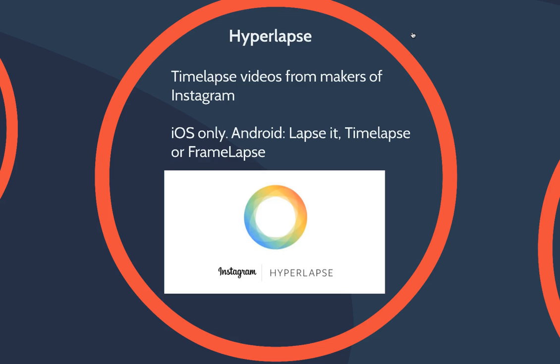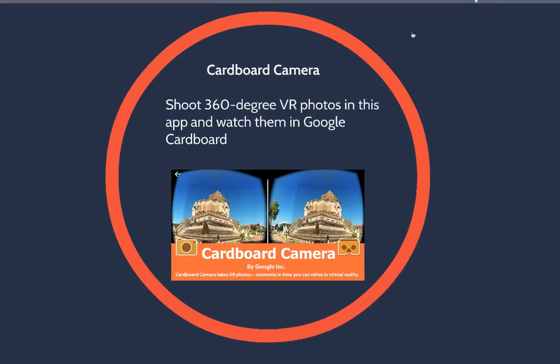Hyperlapse is iOS only, but if you have an Android phone, Lapse It, Time-lapse, and Frame-lapse do pretty much the same thing. The one advantage Time-lapse has, it's got really good steady cam in it, so it will really smooth out your time-lapse video. Really, really good app. And I'll show you some examples in a little bit of how you can use Hyperlapse.